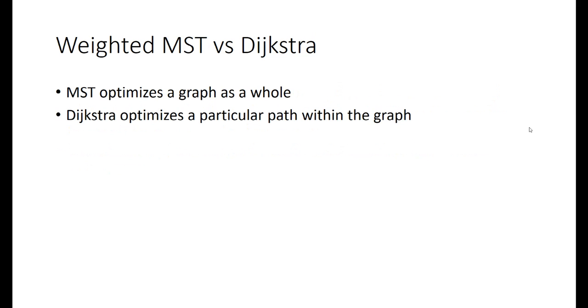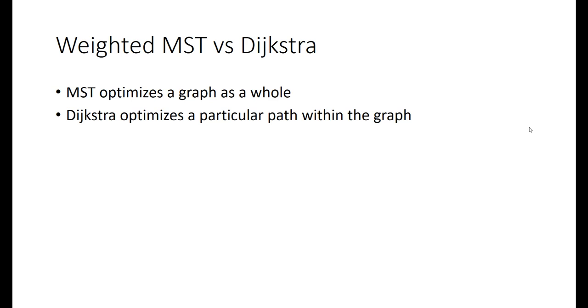So within weighted graphs, we had two big algorithms, right? Weighted minimal spanning trees versus Dijkstra. And how do we decide between them? Well, a minimal spanning tree optimizes a graph as a whole, whereas Dijkstra optimizes a particular path within the graph. So it depends on what you're looking for.